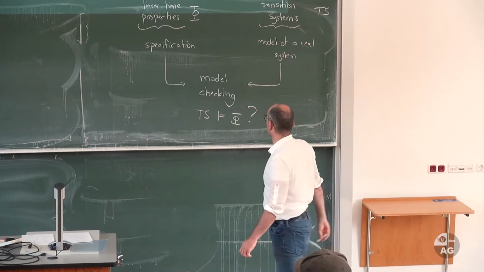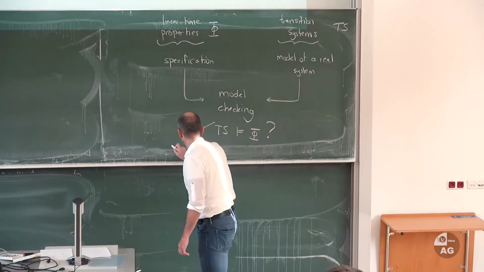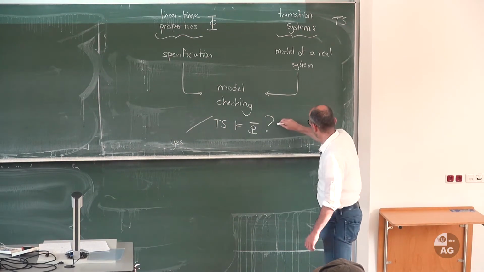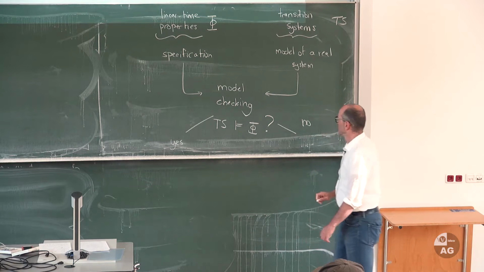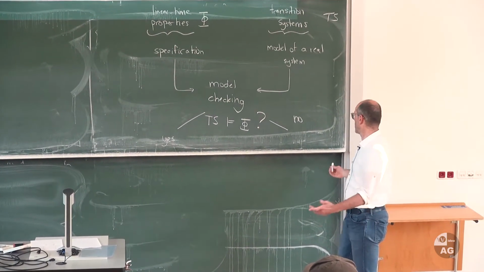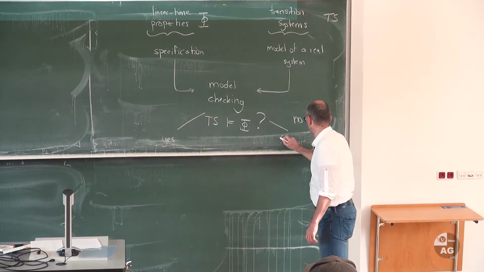Preferably there are two possible outcomes. Either it says yes, the transition system satisfies your linear time property, or it says no, which means the transition system does not satisfy the property, and then you would like to have something like a counterexample.